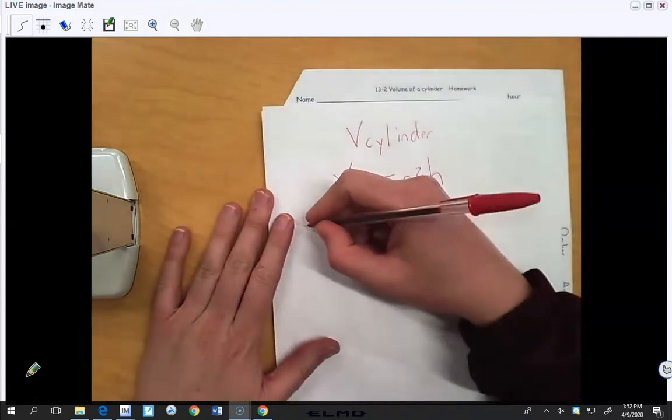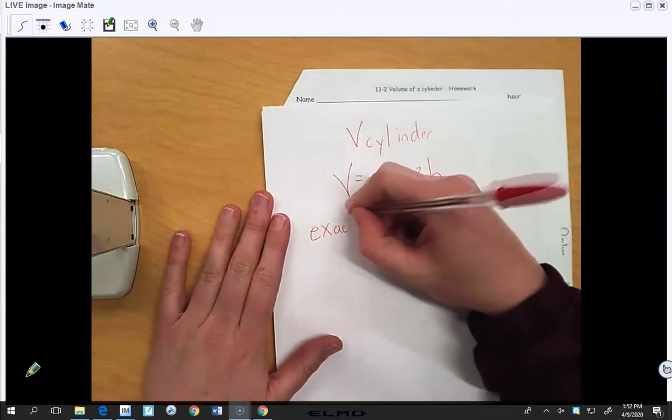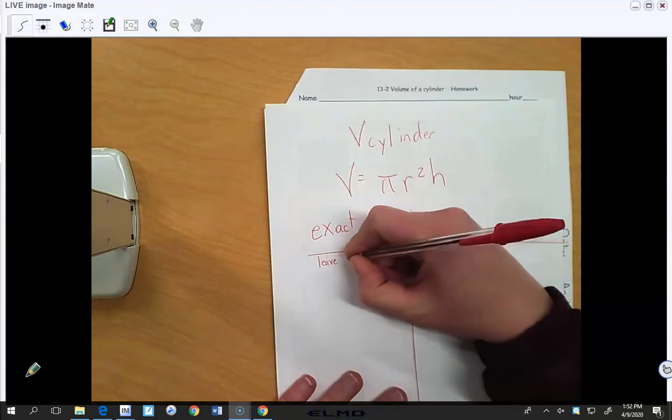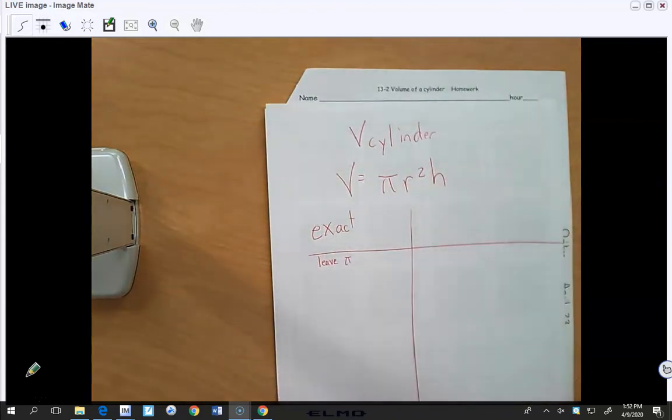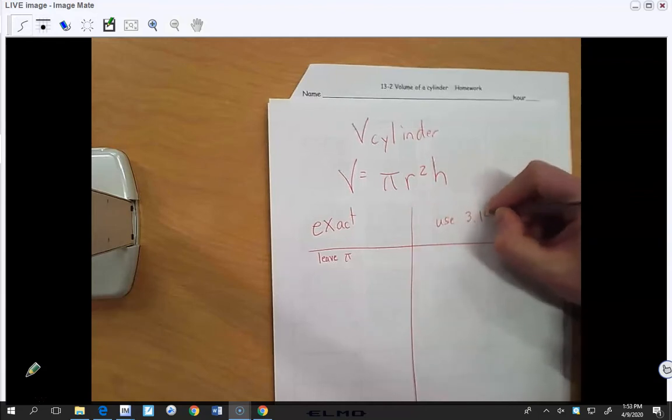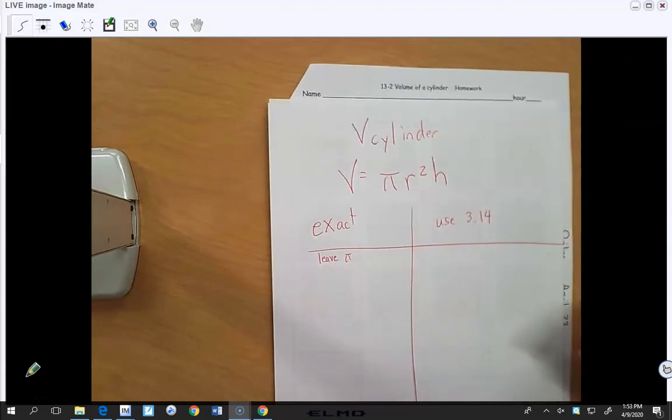Now, there's going to be two methods. Sometimes they're going to ask you to find exact. If they ask you to find exact, you just leave pi, almost treat it like a variable, just leave it hanging out all the way down. If they ask you to find it using 3.14, then you plug in 3.14 for pi and you end up with a decimal answer. Remember, pi is irrational, which means it never ends and never repeats, which means that you have to round it if you're using the 3.14.